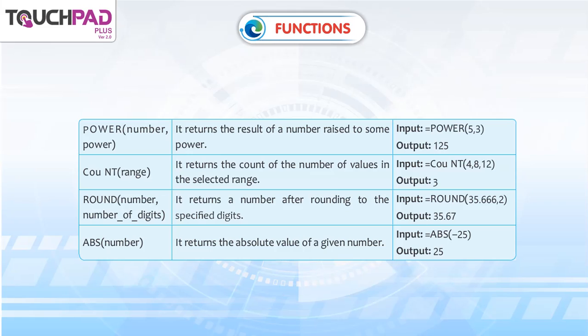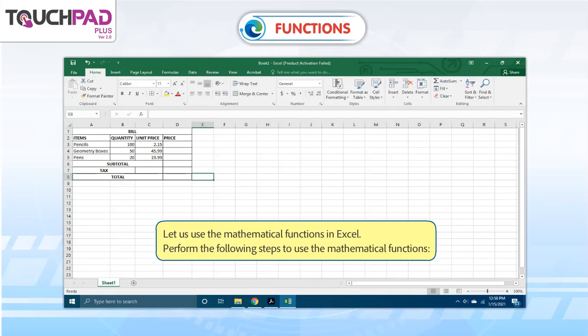Input: =ROUND(35.666, 2). Output: 35.67. ABS(number), absolute number. It returns the absolute value of a given number. Input: =ABS(-25). Output: 25. Let us use the mathematical functions in Excel.